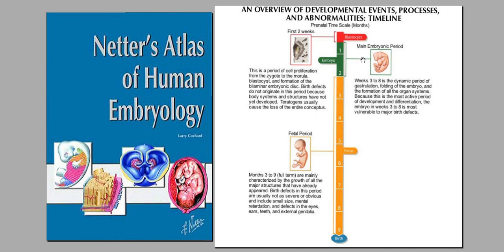That's where you have the blastocyst, and then the main embryonic period, the first month and the second month, weeks 3 to 8, like I said, is a very, very dynamic period. So over there, there's a folding of the embryo and the formation of the organ systems, and because it's the most active period of development and differentiation, the embryo in this period is most vulnerable to birth defects. When you get to the fetal stage, birth defects are not usually seen. They are not as severe as compared to weeks 3 to 8.